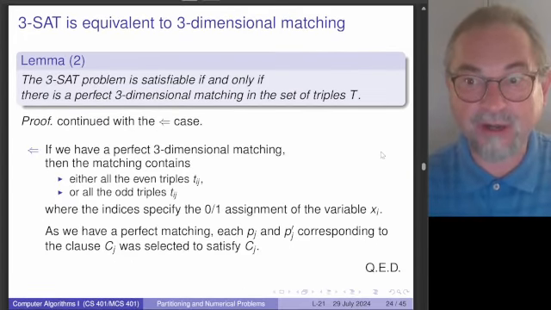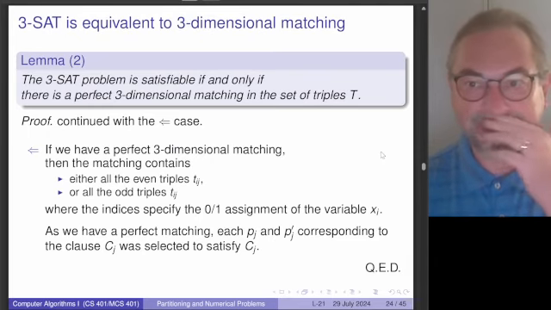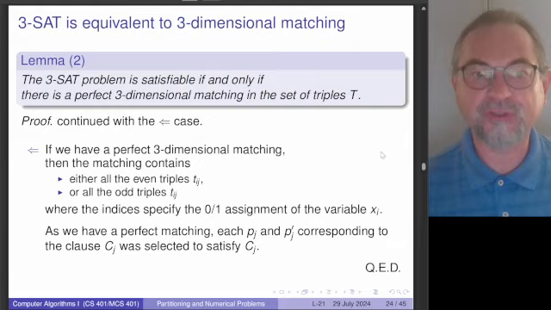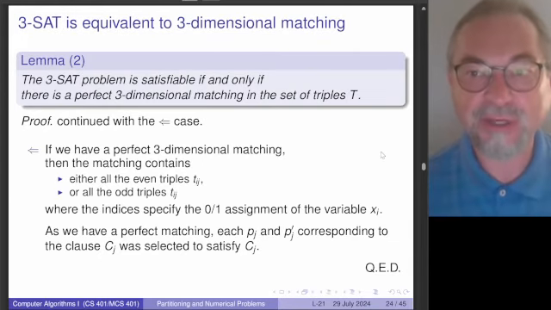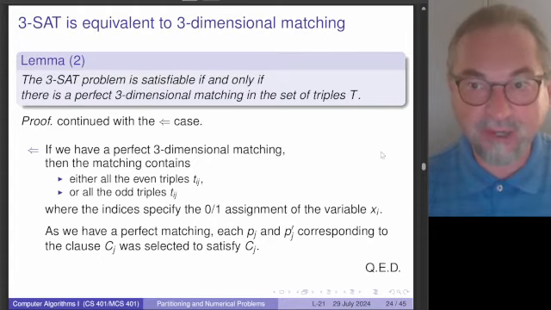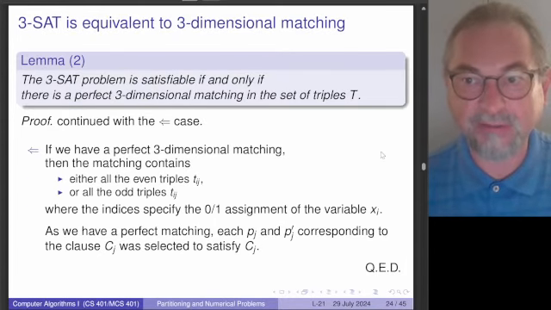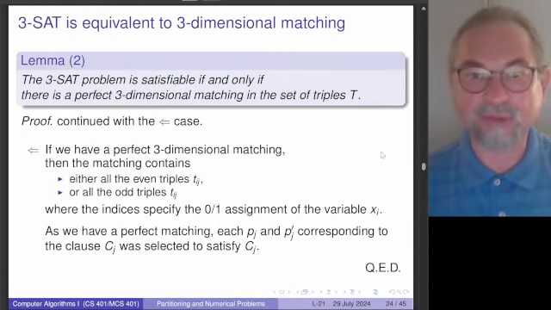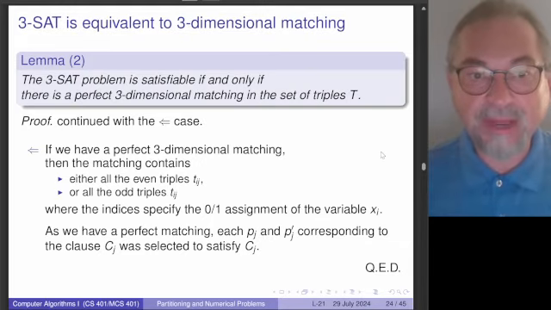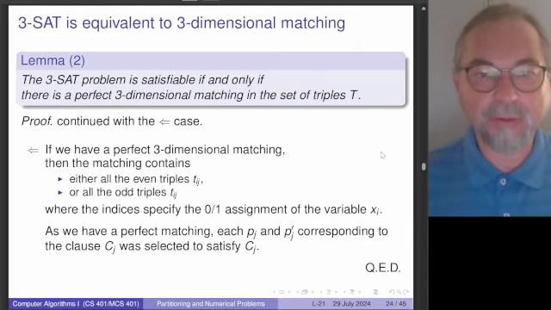What we actually are after is the opposite. So if we have a black box that solves the three-dimensional matching, we have to be able to show that our three satisfiability problem has a truth assignment that yields 1. Okay, so what happens if we have a three-dimensional matching problem?